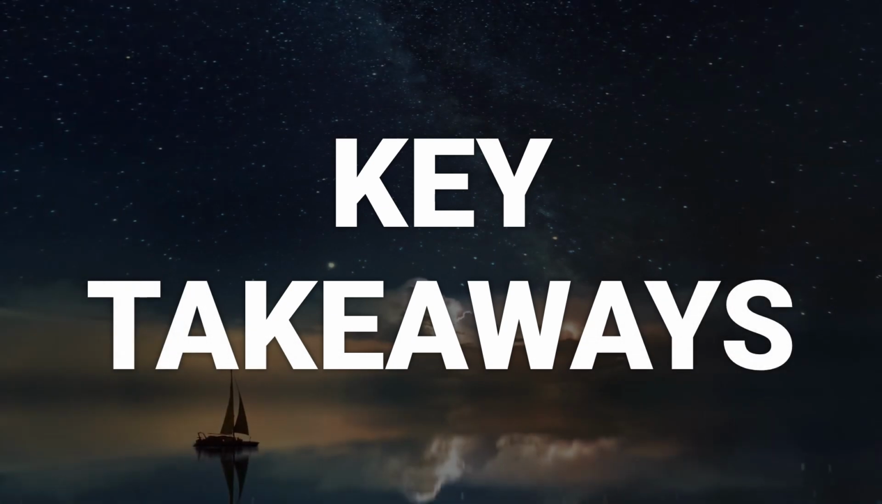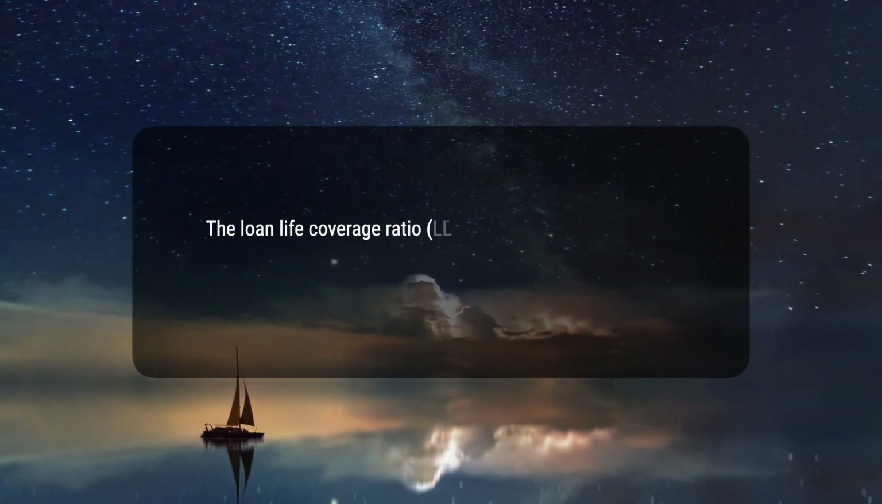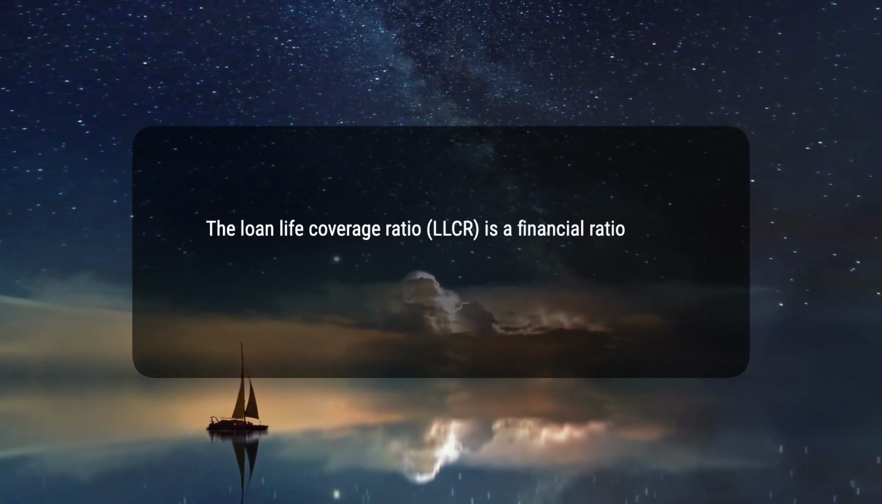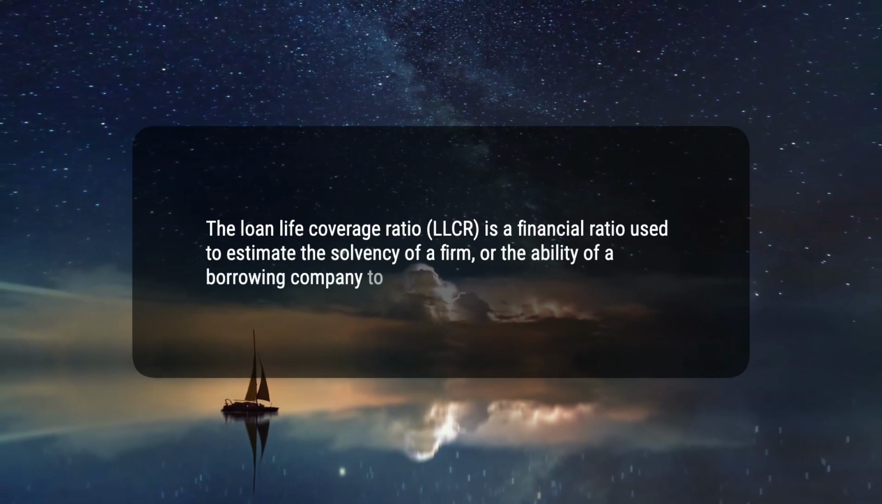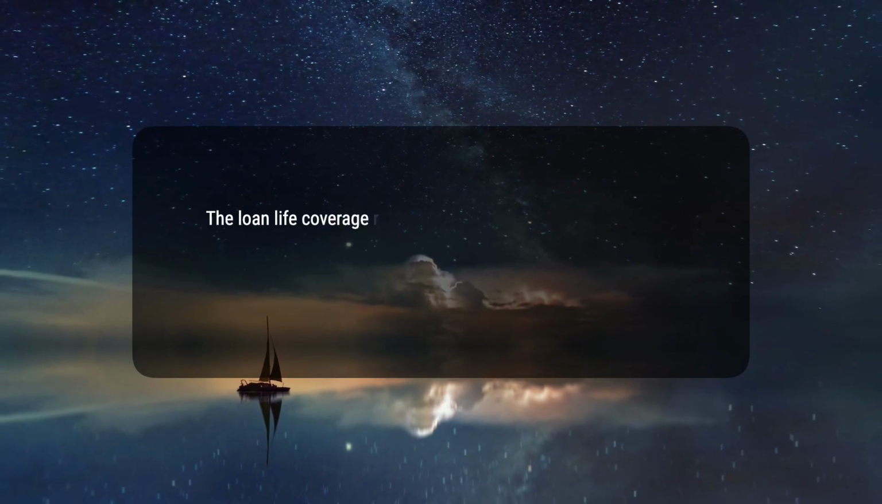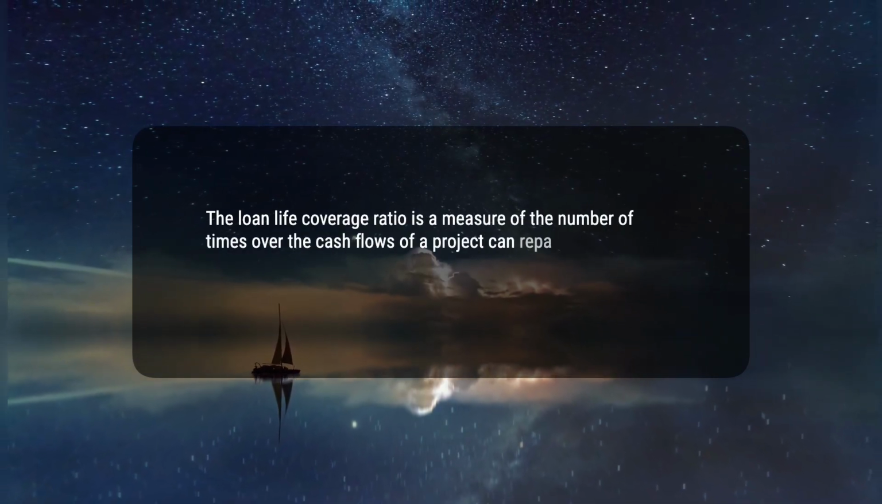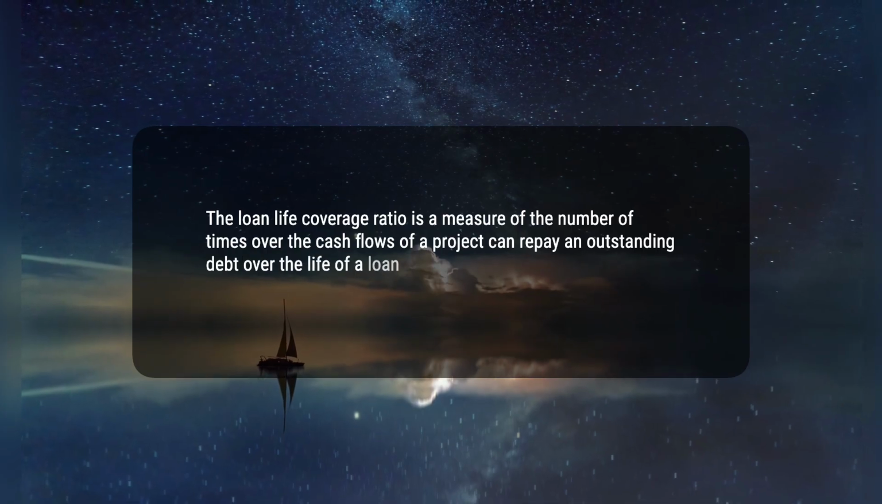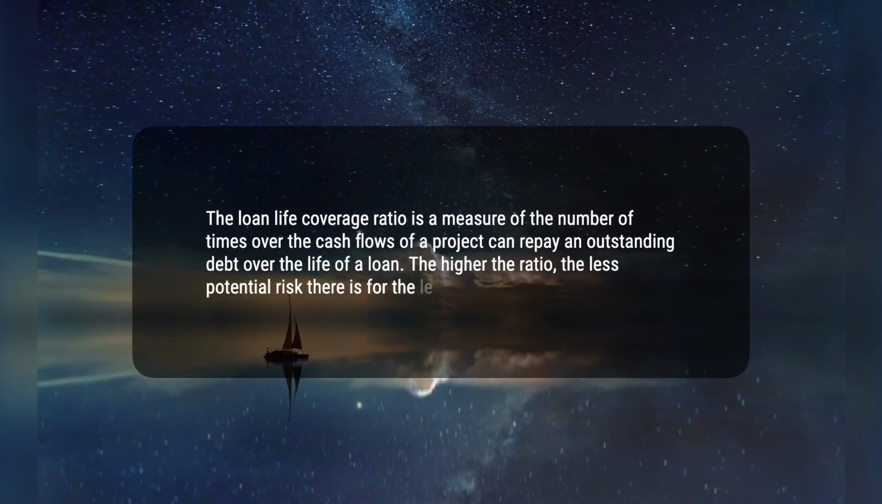Here are 2 key takeaways. 1. The Loan Life Coverage Ratio, LLCR, is a financial ratio used to estimate the solvency of a firm, or the ability of a borrowing company to repay an outstanding loan. 2. The Loan Life Coverage Ratio is a measure of the number of times over the cash flows of a project can repay an outstanding debt over the life of a loan. The higher the ratio, the less potential risk there is for the lender.